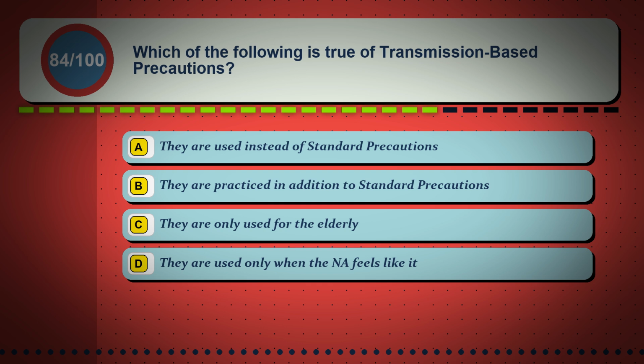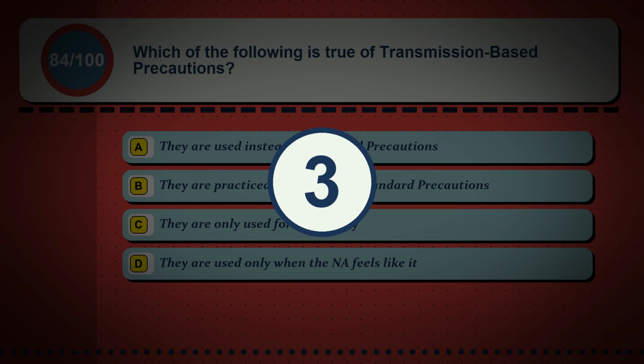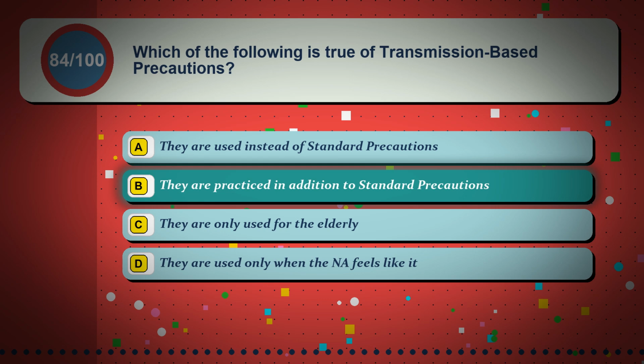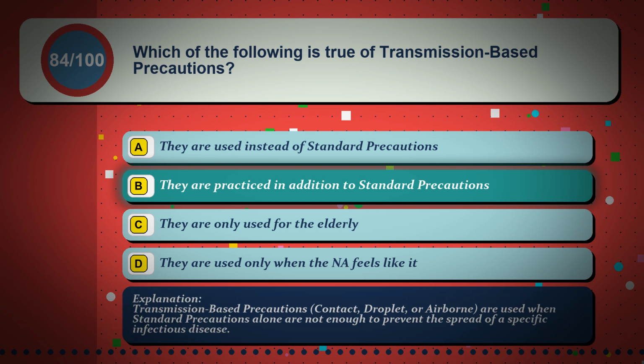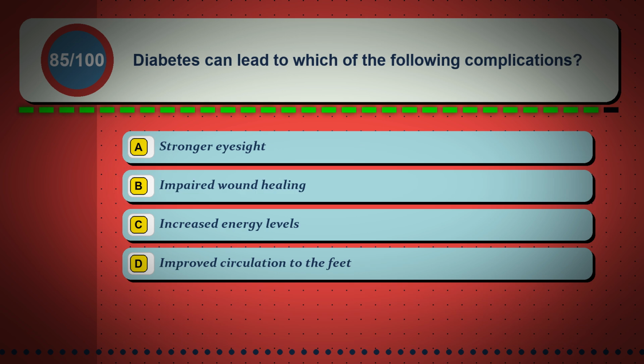Option A. They are used instead of standard precautions. Option B. They are practiced in addition to standard precautions. Option C. They are only used for the elderly. Option D. They are used only when the NA feels like it. The correct answer is option B. They are practiced in addition to standard precautions. Transmission-based precautions, contact, droplet, or airborne, are used when standard precautions alone are not enough to prevent the spread of a specific infectious disease. Question 85.